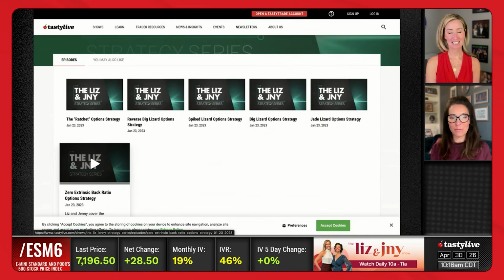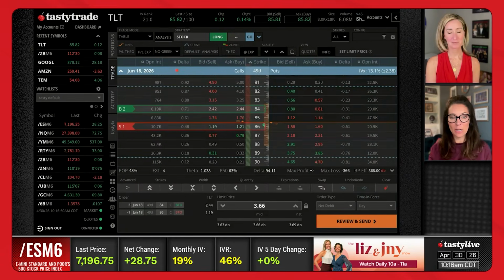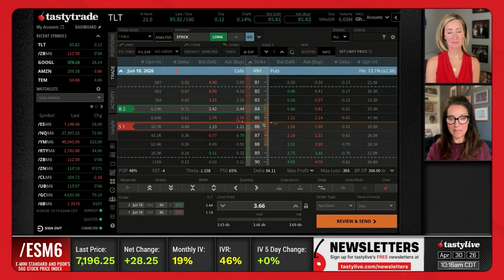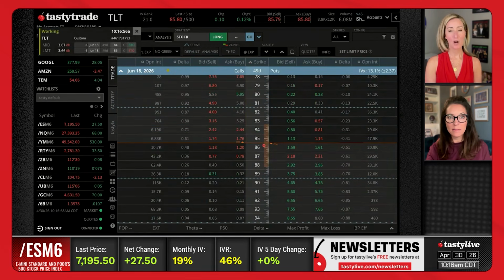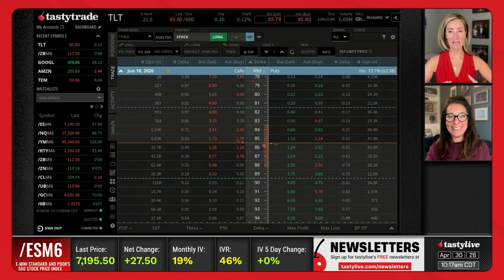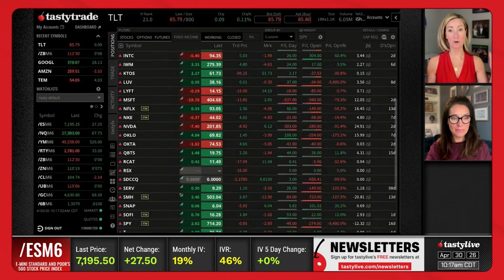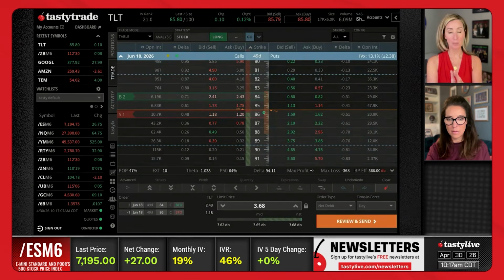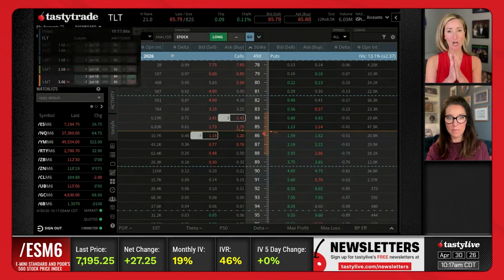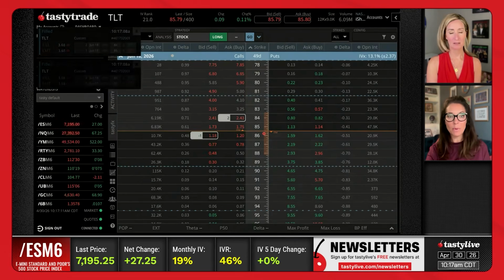zero extrinsic back ratio. And we're going to press this button and send this in TLT and have a 49-day bullish position in TLT. What are we looking to make out of this trade, Liz? We get this question all the time. Whatever you would sell TLT for. If I bought TLT at $85.79, where's my profit target? Personally, where would I take off a stock trade?